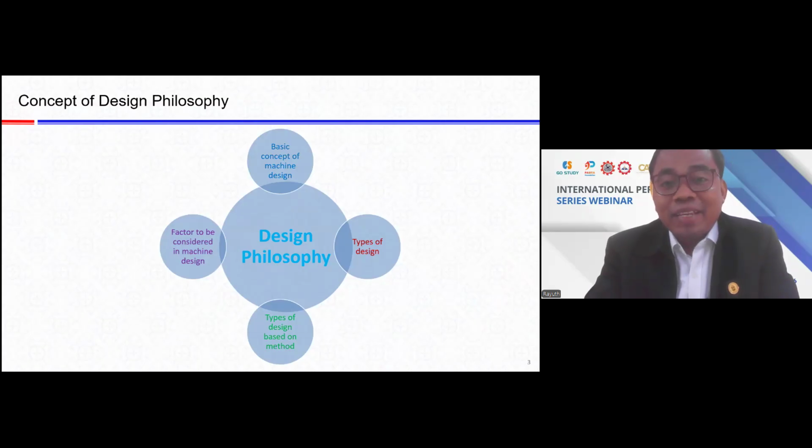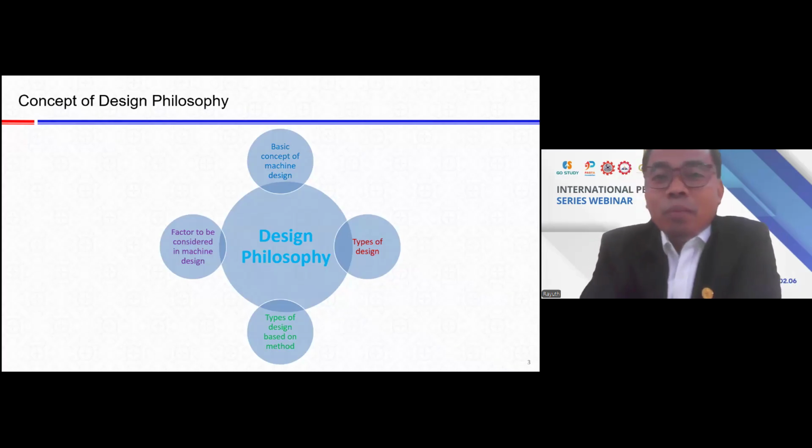But for my preparation, I have only 4 elements. The first one talks about the basic concept of machine design, and the second one talks about the type of design. The third one talks about the design based on method, and the last one is about the factors to be considered in machine design. Let's move to the basic concept of machine design.